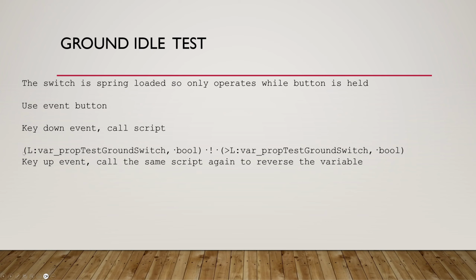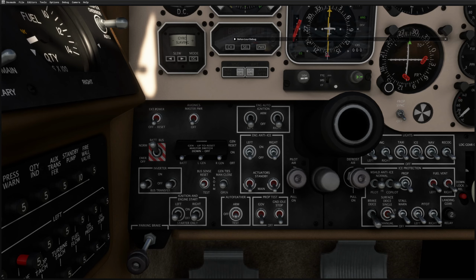And I'm using the same technique for the ground idle test, because again, that's a spring loaded tester. So I've got a key down event to turn the test on, and then when I release, the key up runs the same script again so that it reverses its action. And that is here. So if I show you them working, if I hold down the governor test, and let go, if I hold the button down, let go, it's off. So that's how that works.